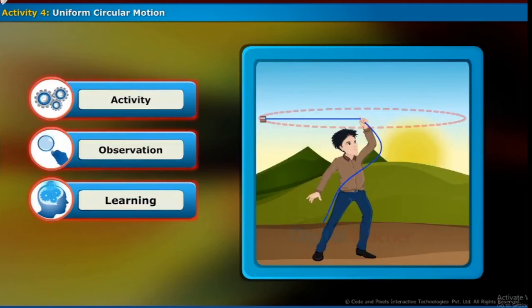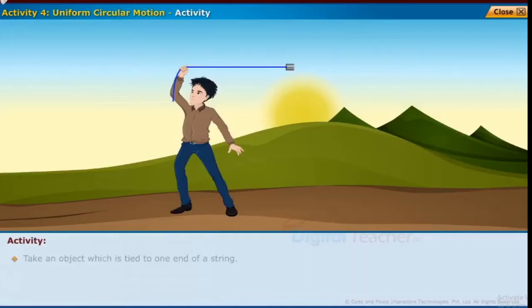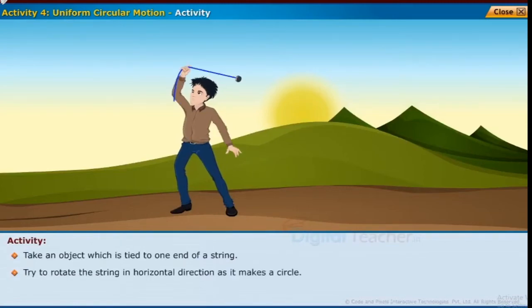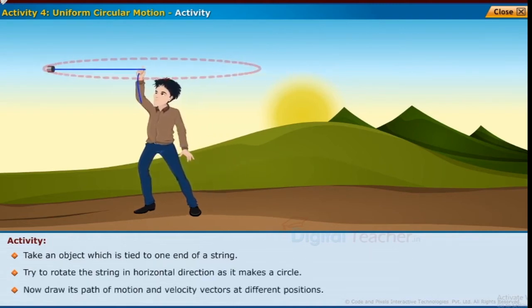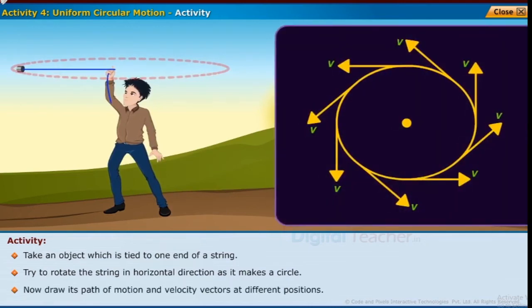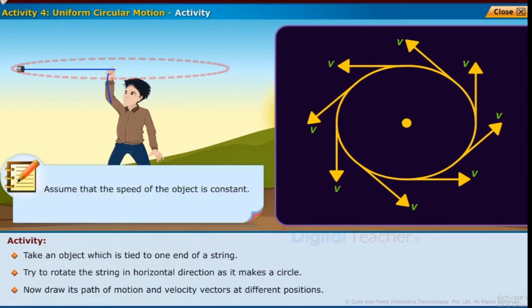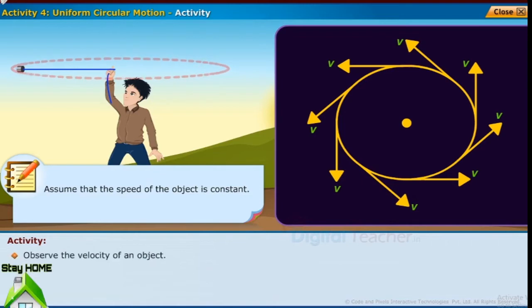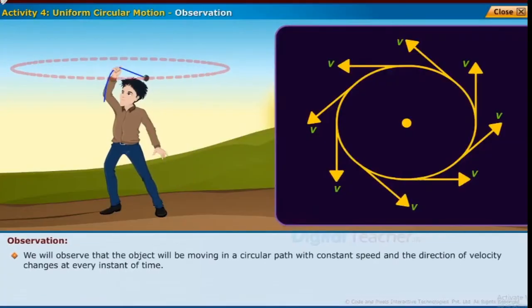Let us perform an activity for observing uniform circular motion. Take an object which is tied to one end of a string. Try to rotate the string in a horizontal direction so that it makes a circle. Now, draw its path of motion and velocity vectors at different positions. Assume that the speed of the object is constant. Observe the velocity of the object. We will observe that the object moves in a circular path with constant speed, and the direction of velocity changes at every instant of time.